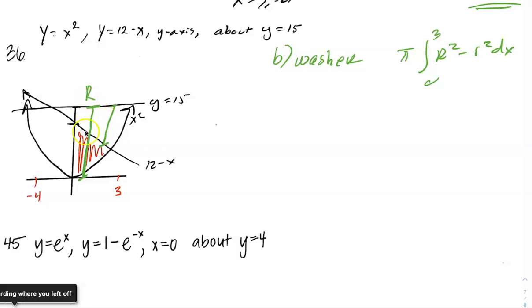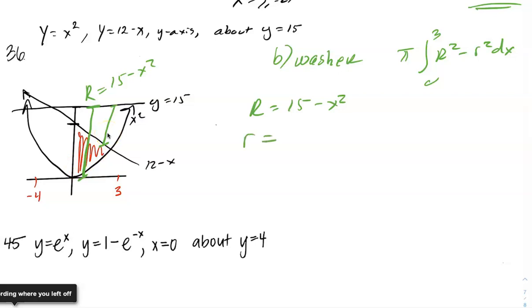What's that? That's 15 minus x squared. I went a little too far. 15 minus x squared. So my big R is going to be 15 minus x squared. Right? So it's just, what's the furthest distance from the thing you're spinning across to the one equation? And that's top minus bottom. So 15 minus x squared.